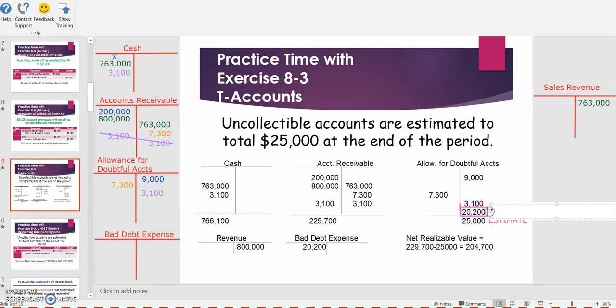Okay, and the amount of the adjusting journal entry is something that you're going to calculate. So you need to calculate the adjusting journal entry amount. Okay, so this is what you're calculating based on what you want your estimate to be. And also we're going to report our accounts receivable at the net realizable value, which is going to be our accounts receivable minus our estimate for our allowance for doubtful accounts.